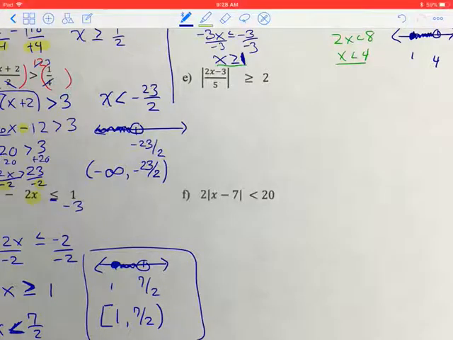We are on the Exam 3 review, number 1, part E and F. So these are going to be our absolute value equations. So remember that absolute value is distance. So when I see these absolute value symbols, I am thinking distance. So I'm going to read that as a distance greater than or equal to 2.